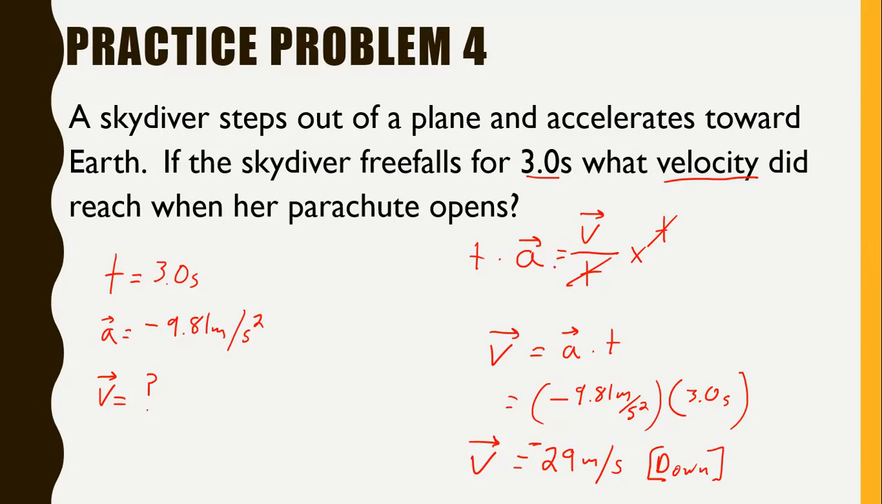So again, we see here we have to rearrange our formula, and anytime we're dealing with falling objects, we use the acceleration of negative 9.81 meters per second squared.